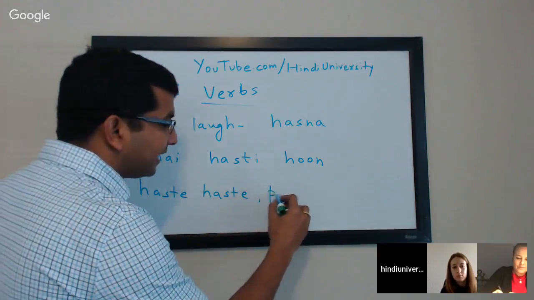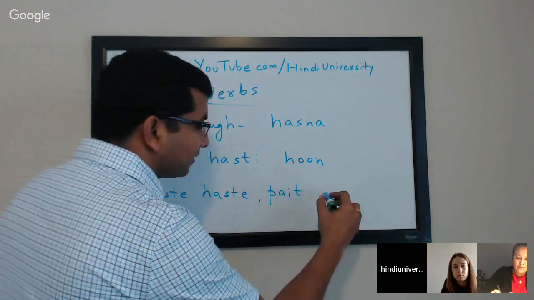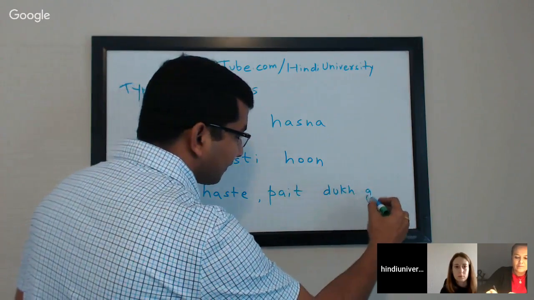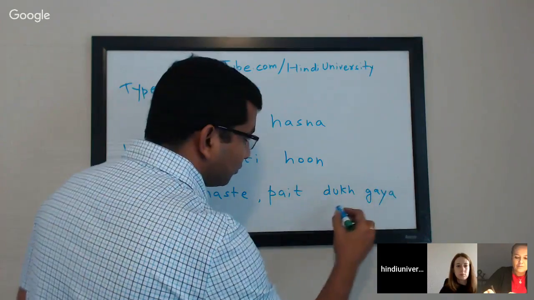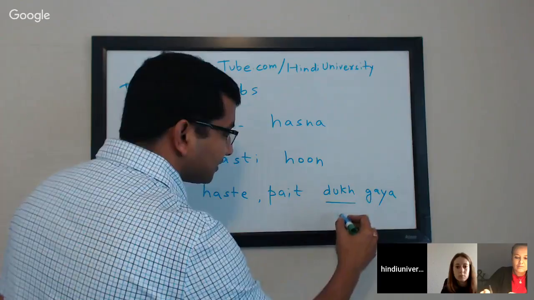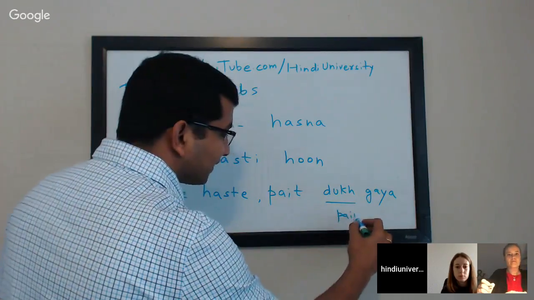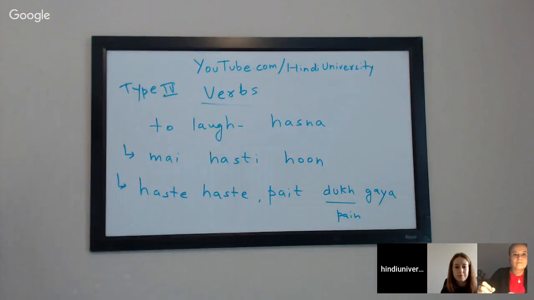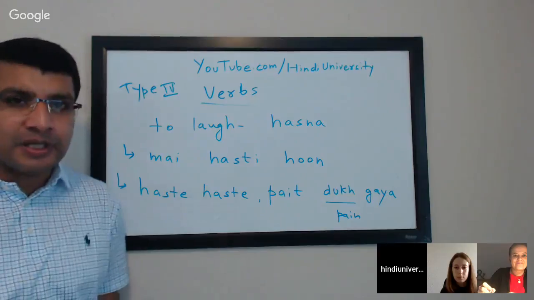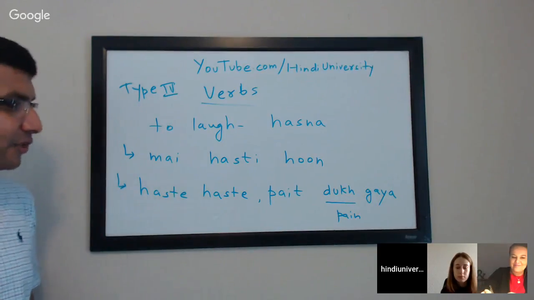Haste haste pet dukh gaya. Dukhna is to pain. Dukh is basically pain. I don't want to give too many clues here. Read the sentence again with me: haste haste pet dukh gaya. Anish ji, what do you think it means?